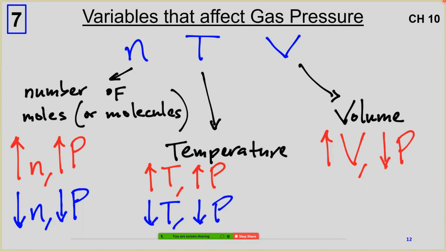Same thing if you were to decrease volume. So if you were to decrease volume, now these molecules inside the container have shorter distance to travel. They'll hit the walls of the container right away at a smaller size. And so that would actually increase the rate of collision and therefore increase the pressure. So these are the variables that affect gas pressure.